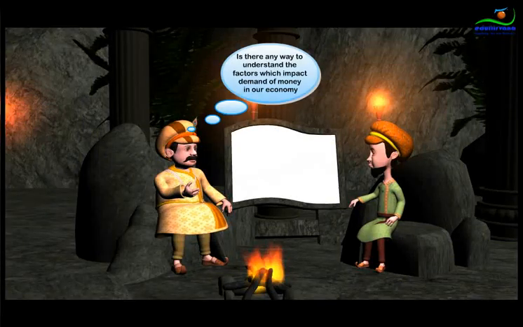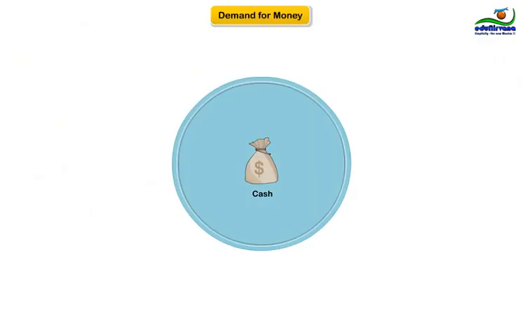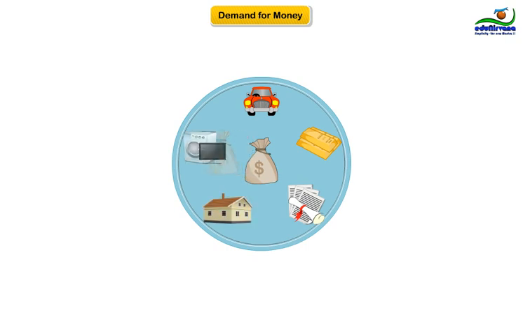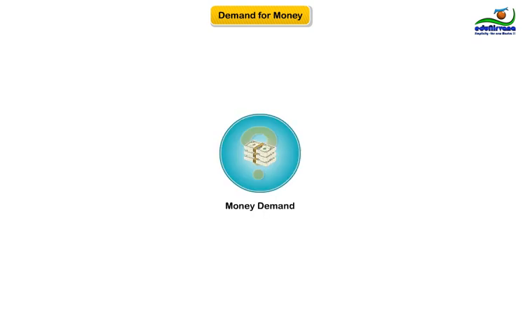Is there any way to understand the factors which impact demand of money in our economy? Yes, sir. As we know, cash is the most liquid of all assets because a person having money, that is cash, can convert it into anything he likes. As one moves to the other forms of money, the liquidity, that is flexibility of using it for own purposes, reduces. The demand for money is affected by several factors.